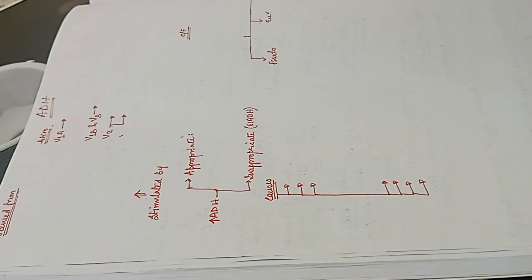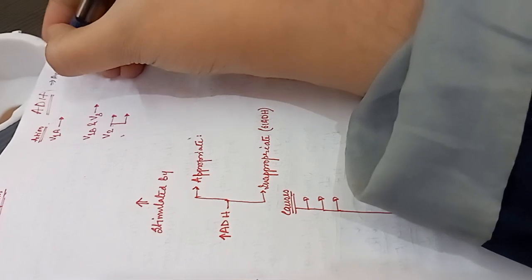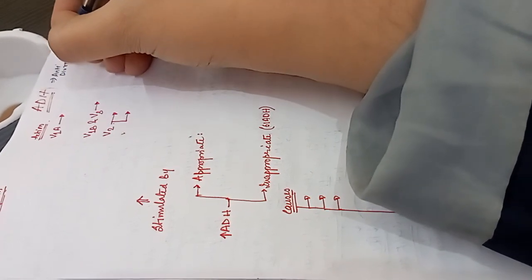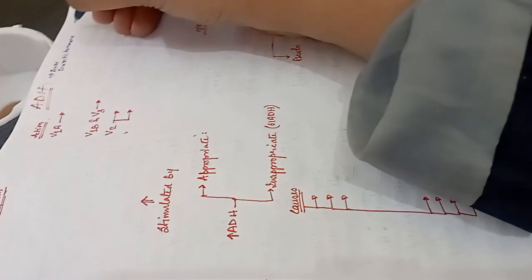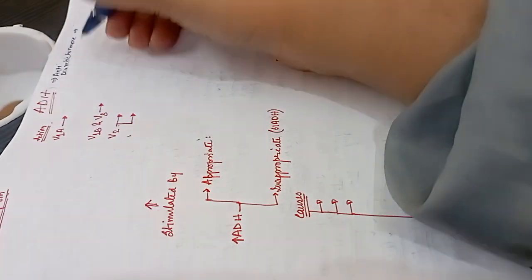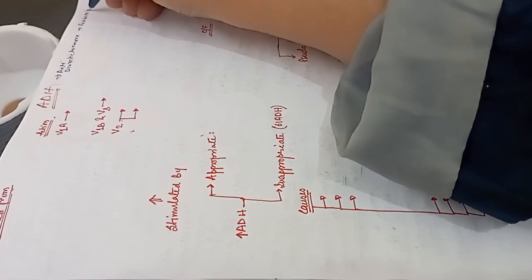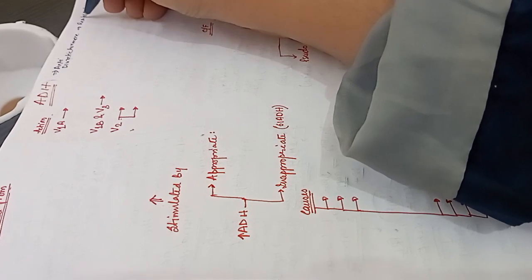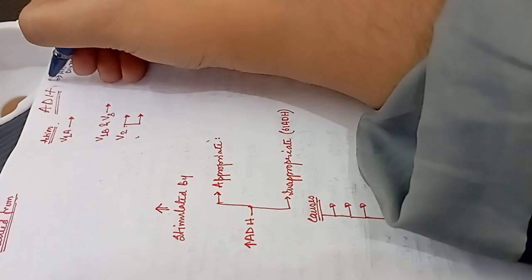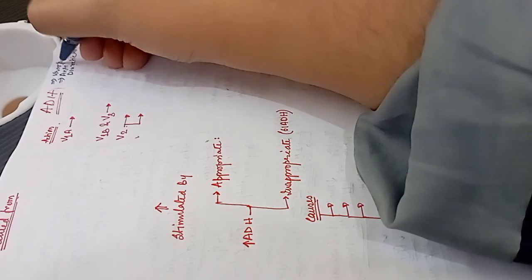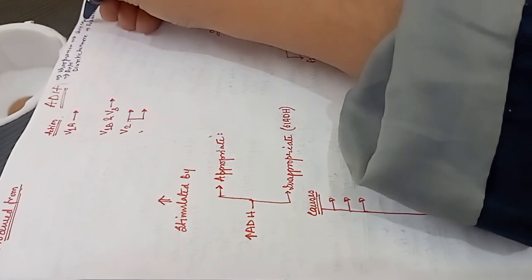So now we are going to study about ADH, that is anti-diuretic hormone. That means it causes antidiuresis, it reabsorbs free water. Its another name is vasopressin, means it causes vasoconstriction.